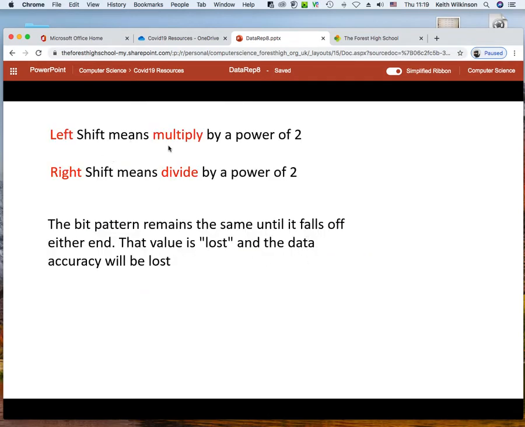So left shift means multiply by a power of 2. Right shift means divide by a power of 2. The bit pattern stays the same until it falls off either end. The 1s or the 0s drop off, and then the bit pattern kind of changes. That value is lost forever, and data accuracy will be lost. The number you'll get will not be an accurate representation of the number. So some care is needed with it.